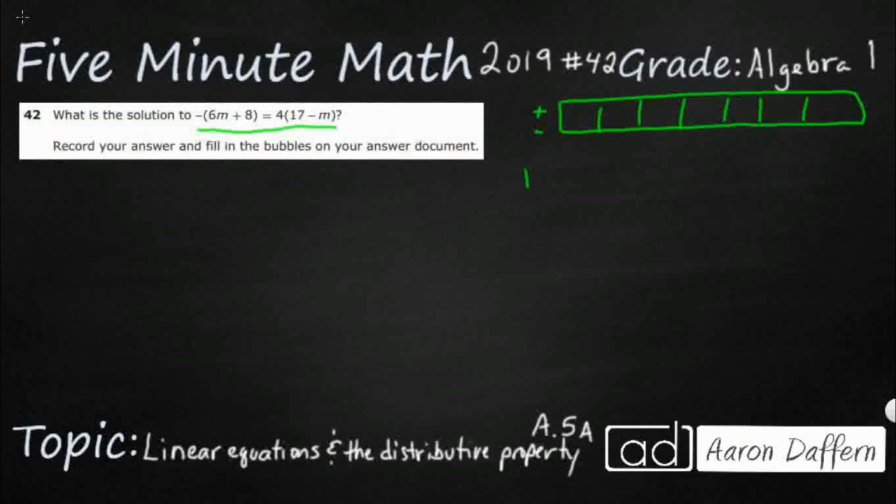Well, don't call me after midnight. Those are the 5 steps that we use. First, we need to distribute. And I see that we need to distribute on both sides.